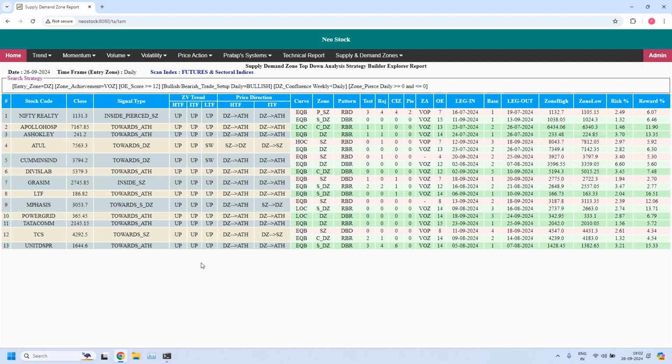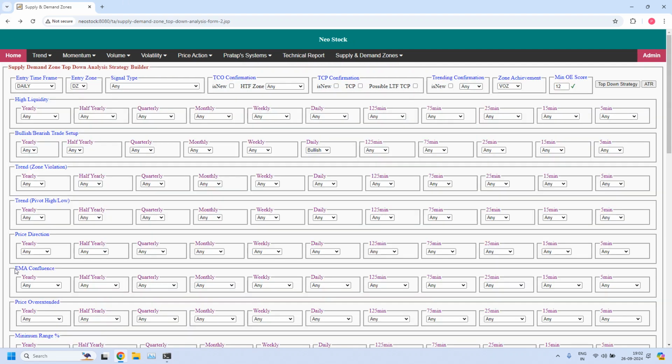Why are we looking for weekly EMA confluence? Because the daily zone is part of the weekly zone, and that weekly zone is having weekly EMA confluence. It's a high probability setup. So in the EMA confluence, because weekly trend is uptrend, because for a bullish trade setup the ITF trend should always be uptrend. So that's why EMA confluence makes sense.